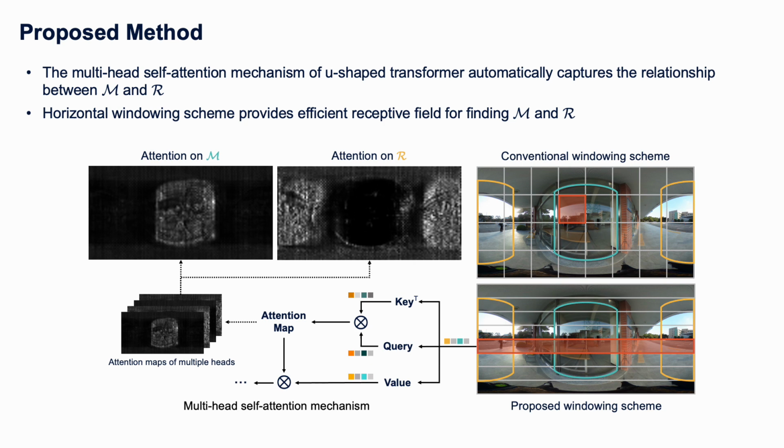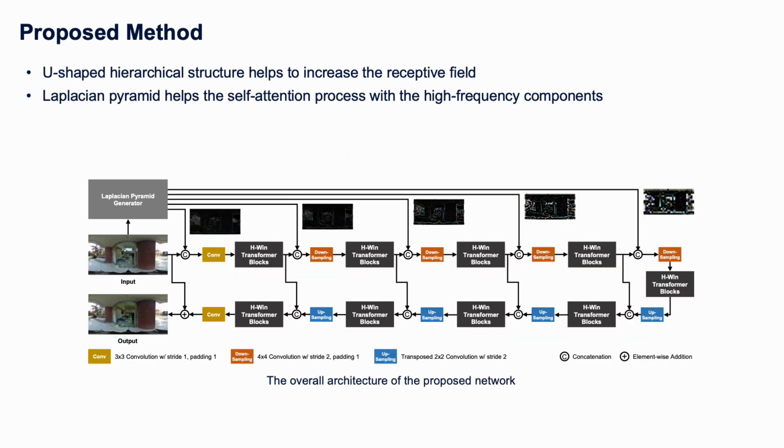We designed the encoder and decoder based on the U-shaped hierarchical network using transformer blocks, since the hierarchical structure helps to increase the receptive field of the network. We also applied the Laplacian pyramid to use the multi-scale high-frequency features.